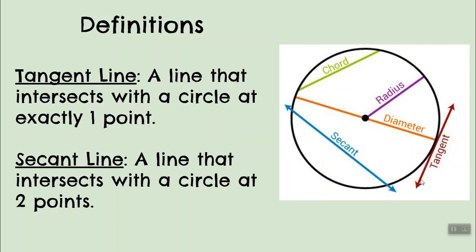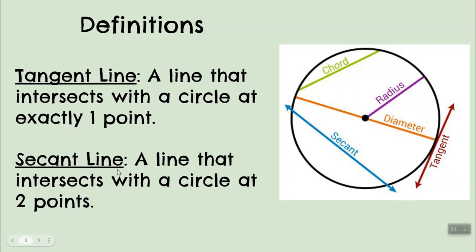A tangent line is on the outside of the circle. It continues in both directions. It's a line, so it continues in both directions infinitely, and it just barely grazes. It just hits the circle at one point right there. It might appear like it's hitting other points just because the thickness of the line has to be drawn, but it's really only hitting at one point and then continuing off in that direction.